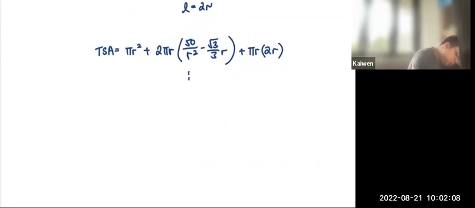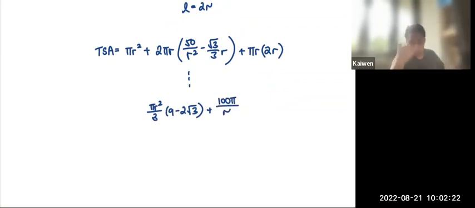And then you just need to simplify this down and you will definitely get your answer of pi r squared over 3, 9 minus 2 root 3 plus 100 pi over r. So the showing in the center, I'll leave it to you to do on your own. It's not difficult. You just need to expand and you will get your answer.